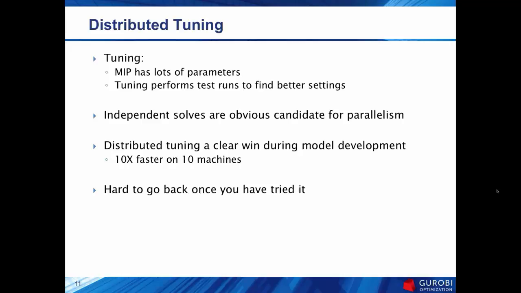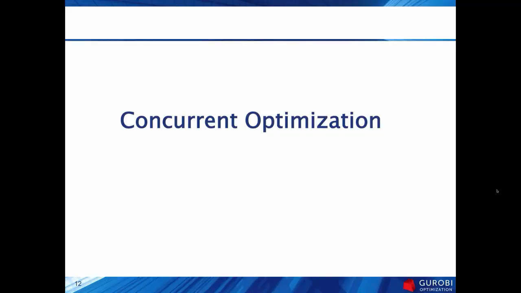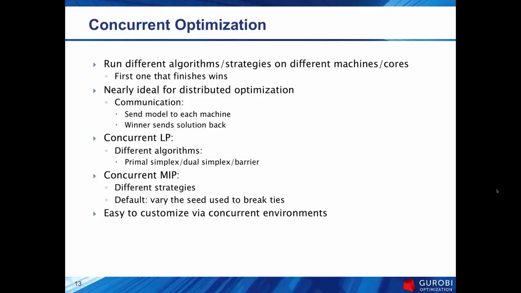Let's talk about the algorithms that can be done for parallel and distributed when you're actually solving a model. So let's start with talking about concurrent optimization. In general, concurrent optimization is when you run different algorithms or different strategies on different machines or different cores. And the first one that finishes is the winner. That's the one that returns back a solution. So concurrent optimization is something you could do both in parallel on one computer or in distributed on multiple computers.